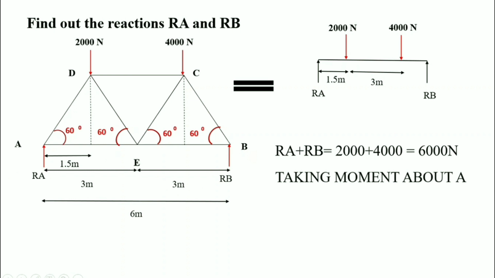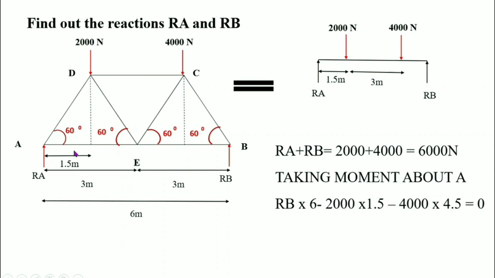We know that moment is equal to force into perpendicular distance. If we take moment about A equal to 0, we want to take the forces RB, 4000 and 2000 into corresponding perpendicular distances. Now we take RB, the perpendicular distance is 6 meter. Then we want to take the force 2000, the perpendicular distance is 1.5 meter. Then we want to take the force 4000, the perpendicular distance is 3 plus 1.5, that is equal to 4.5.